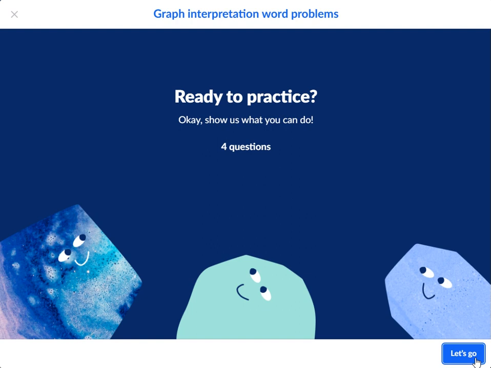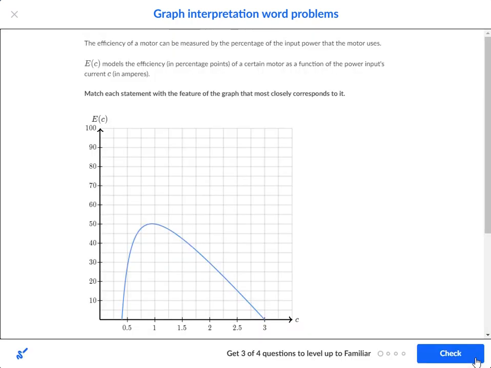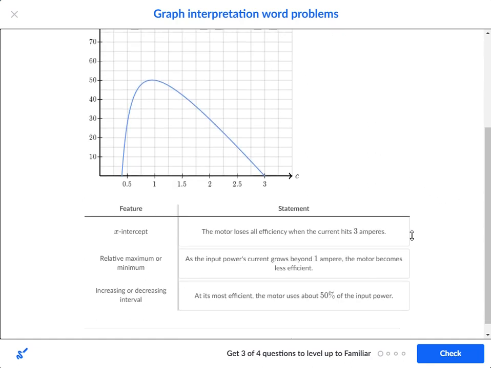Graph interpretation word problems. Efficiency of a motor can be measured by the percentage of the input power that the motor uses. E(C) models efficiency, in percentage points, of a certain motor as a function of the power input's current C, in amps. Match each statement with the feature of the graph that most closely corresponds to it.